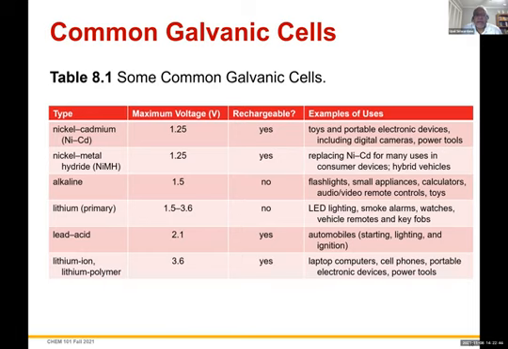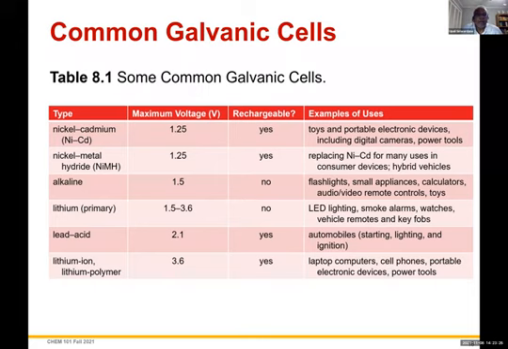Alkaline batteries, most common. I used to have a lot of alkaline batteries. 1.5 volts. It is mainly zinc and carbon, manganese dioxide. We're going to look into those chemicals, manganese dioxide and zinc. They are not rechargeable. They use hydroxides. These are used in flashlights, calculators, video, audio devices, toys.